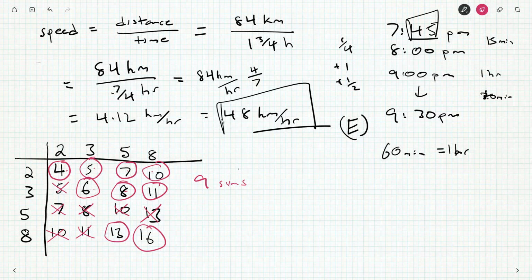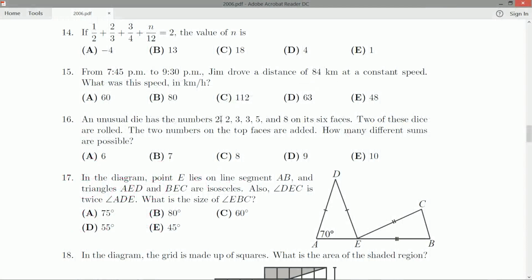possible sums. Again, I'd just like to stress the extra 2s in here would just mean there were more 4s and more 5s. It doesn't actually change the number of sums. It changes the probability, certainly, but not the number of possible sums. And our answer is going to be D, 9.